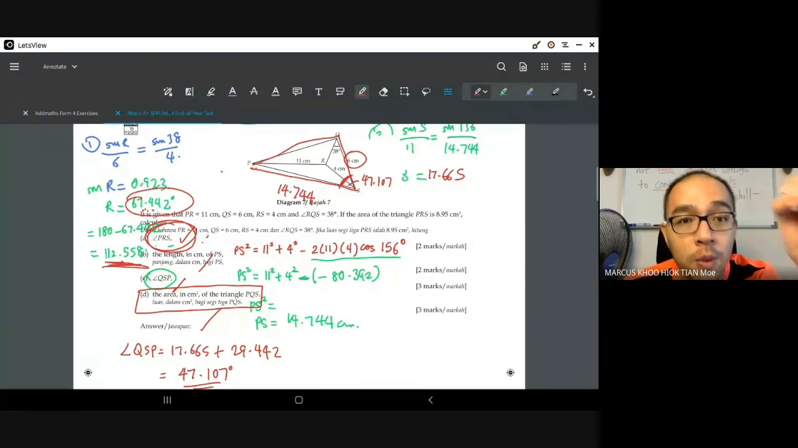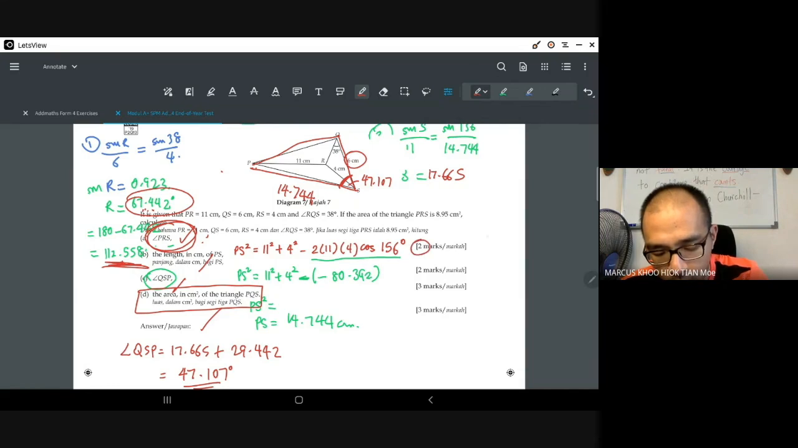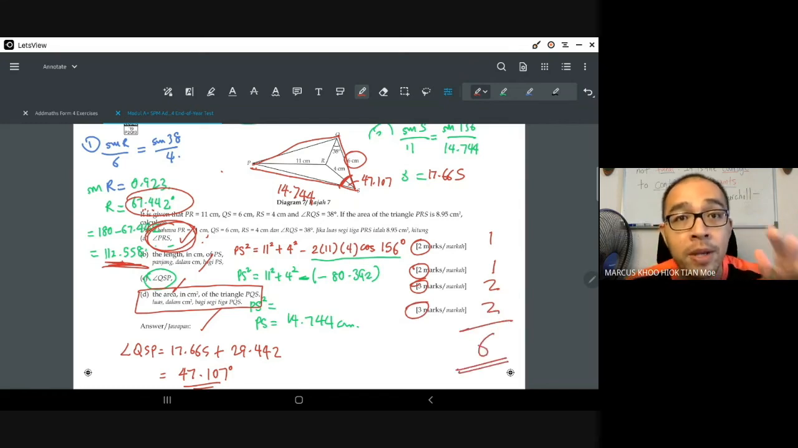So what will happen is, if all your working is correct, you will definitely get marks for the working. You just won't get marks for the answer. So let's say all your answers are wrong, but your working is all correct. Instead of 2 marks, you will get 1 mark. Here you get 1 mark, here you get 2 marks, here you get 2 marks. You still are able to get 6 out of 10, even though your answer is wrong.